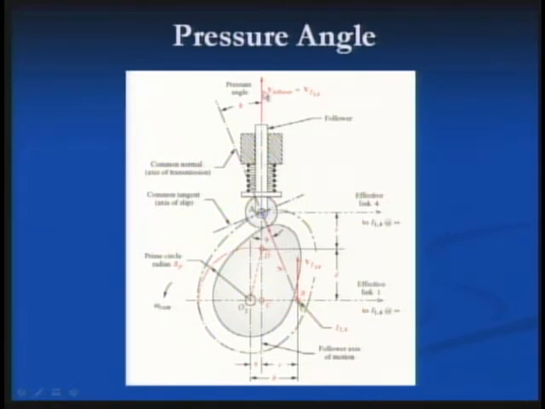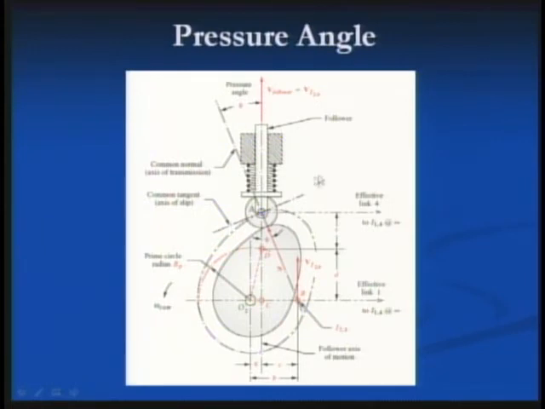of motion of the follower and the direction of the force being applied by the cam to the follower. That force is always along a line called the common normal, or the axis of transmission. That line, the axis of transmission, is perpendicular to the axis of slip. The axis of slip is also called the common tangent, which describes exactly what it is. It's the line which is tangent simultaneously to the cam and the follower.